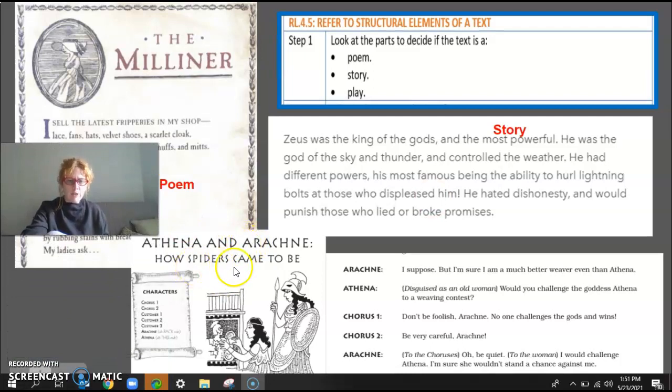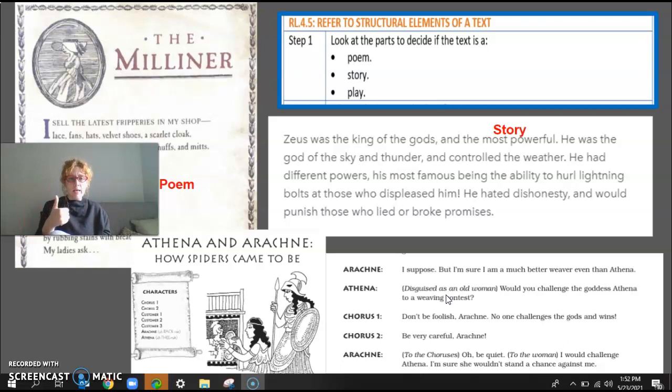Let me look at my third one. Athena and Arachne, how spiders came to be. Well, I have a character list, and I know that all of the texts have characters, so let me keep on reading. Arachne, Athena, chorus 1, chorus 2. I suppose, but I am sure I am a much better weaver, even than Athena, disguised as an old woman. Ooh! When I have that in parentheses, that's called a stage direction. A stage direction tells the characters what they have to do. Oh, so this must be a play.